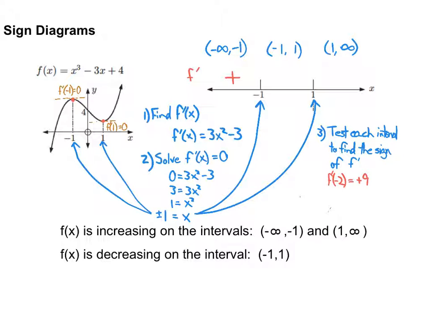And here's the thing. These intervals are significant because if I know that one value has a positive derivative in that interval, I know all the values in that interval will have a positive derivative. Let's see. If I have f prime of 0, 0 is between negative 1 and 1. If I plug 0 into the derivative, 3 times 0 squared minus 3 is negative 3. I just showed that everything between negative 1 and 1 has a negative derivative.